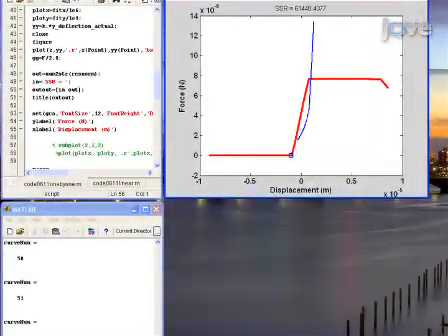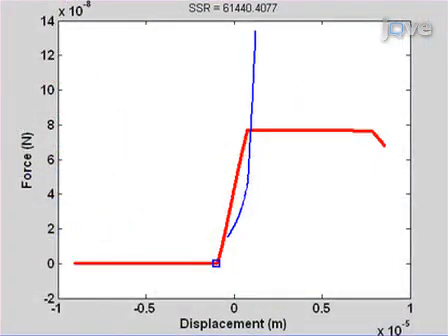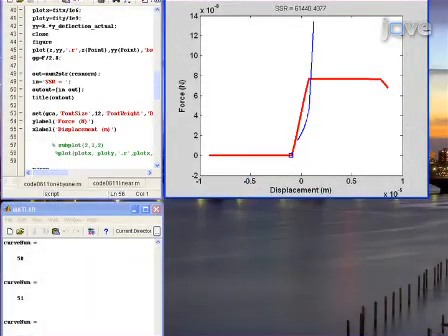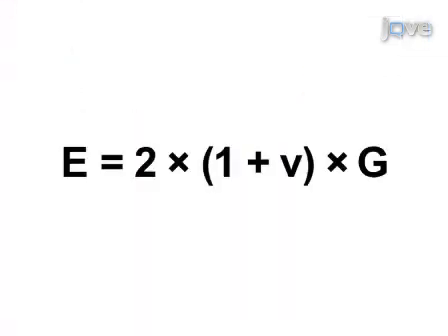To assess the quality of the fit, calculate the SSR value, or the sum of squares of the difference between the data and the fit values during the nonlinear curve fitting. Eliminate unreliable or uninterpretable measurements by discarding data from bad curves with large SSR values. If desired, convert elastic modulus, or E, to shear modulus, G, using the relationship E equals 2 times the sum of 1 plus nu times G.